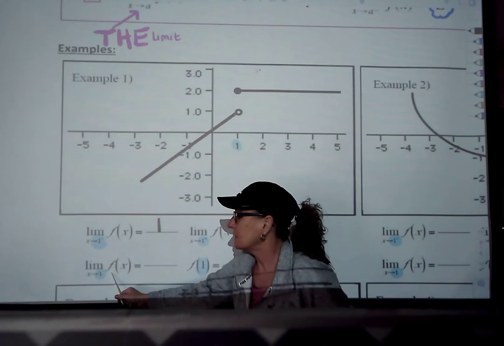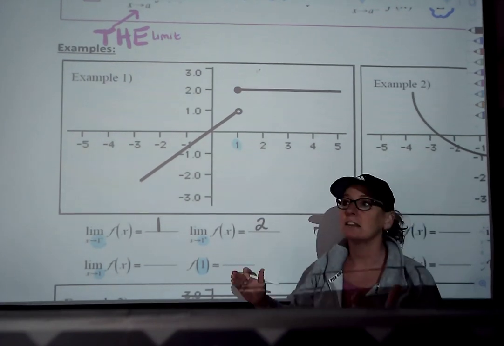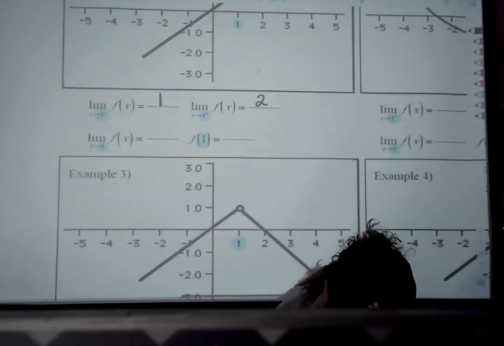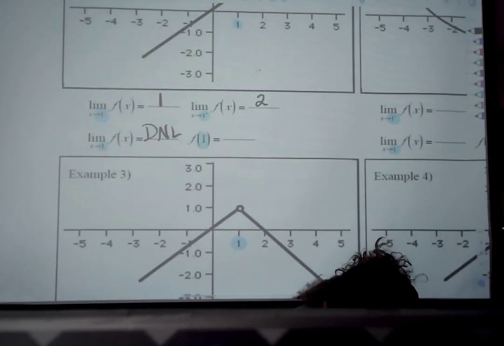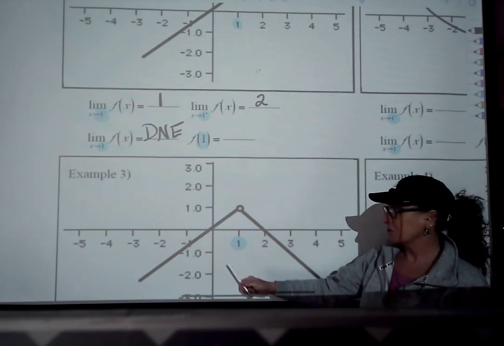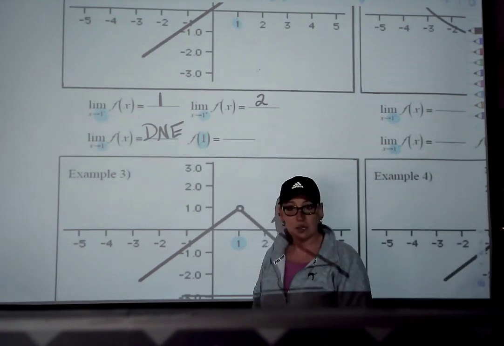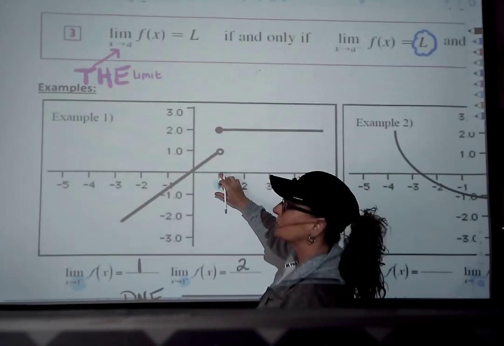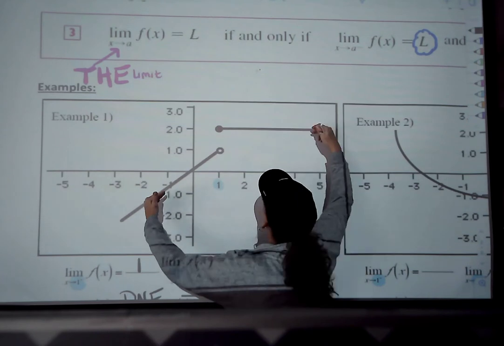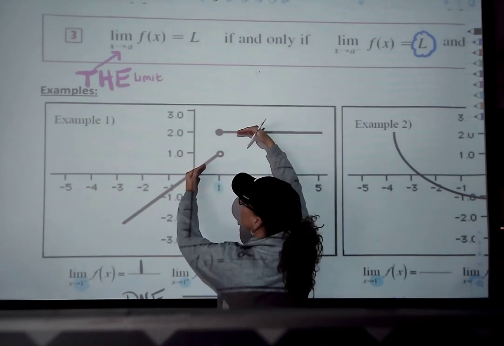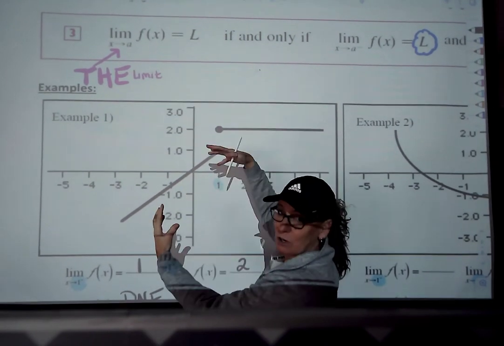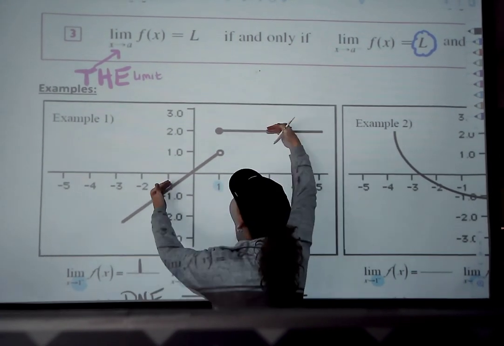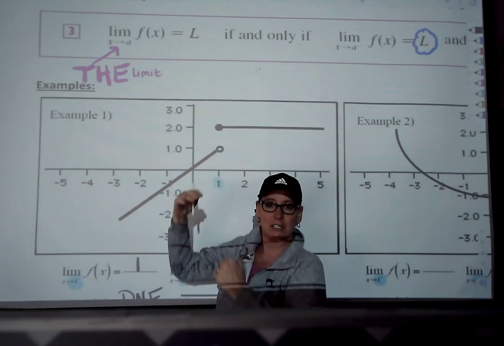Now, the limit. Not the left, not the right. The limit. What's the answer to the limit? Do these match? Nope. The limit does not exist. Make sure that looks like a D, not an O. So what that means is, as x gets close to 1, were my y's coming together? No. They were disjointed, far apart from each other.